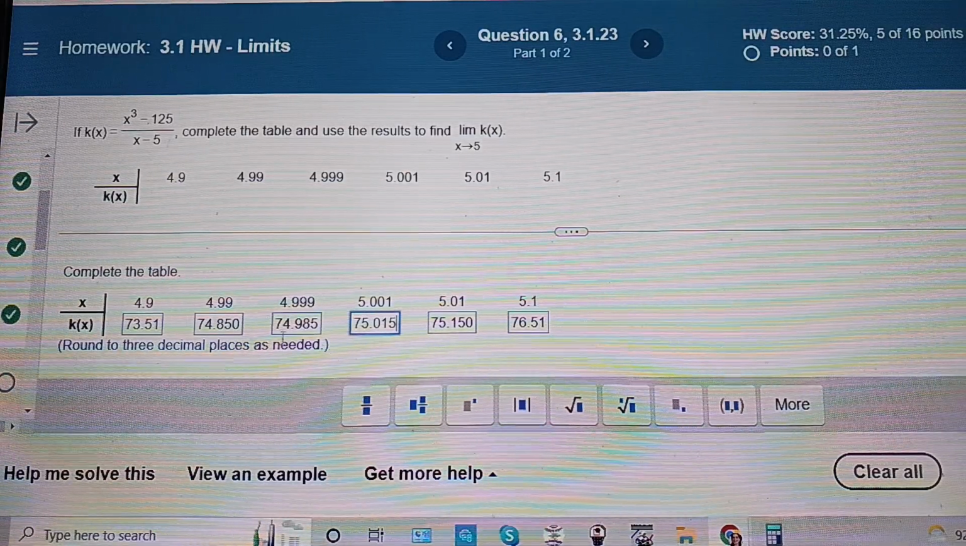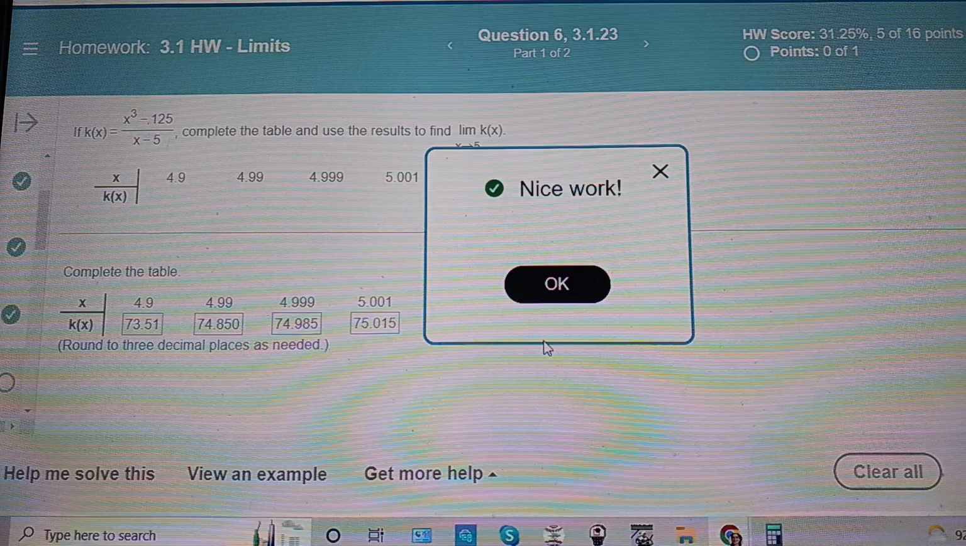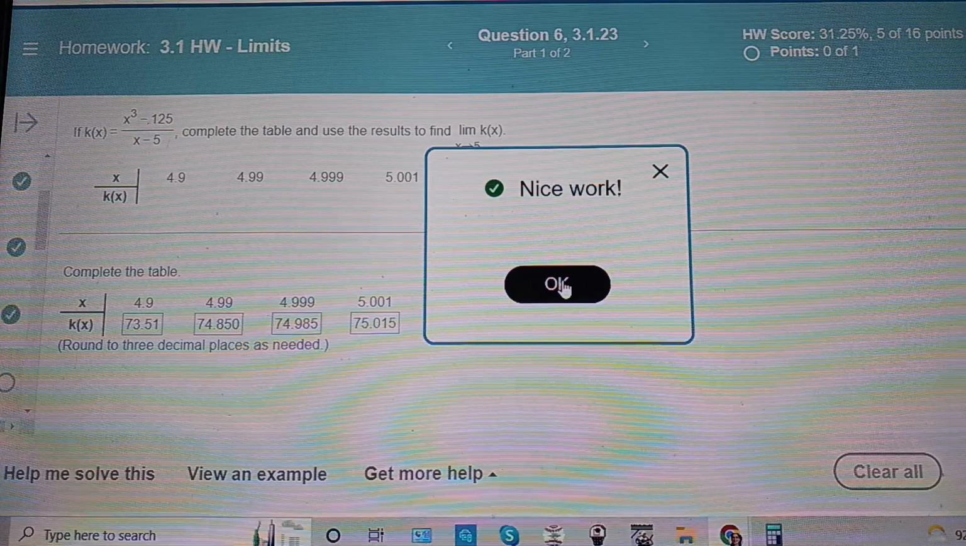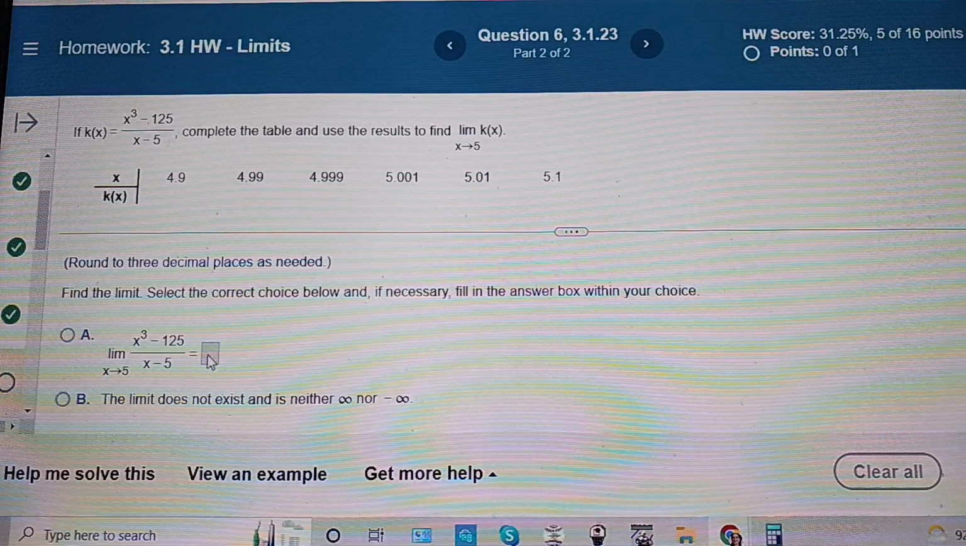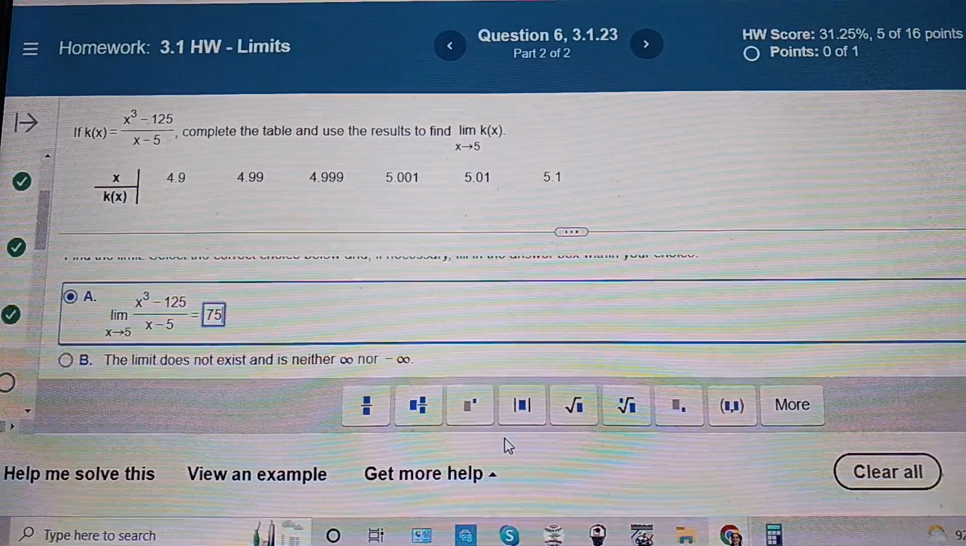You just need to be able to tell what you're getting closer and closer to. Both of these are getting closer and closer to 75. So after you show that you did the table method correctly, then you can state the answer: this is 75.